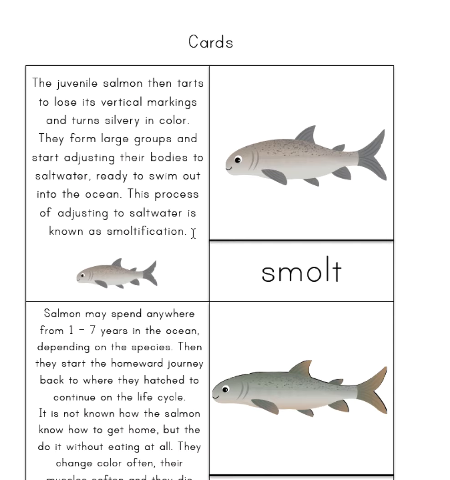Smoltification is that process of them changing from having bodies that are great for being in freshwater into bodies that are great for being in saltwater, because freshwater fish are different than saltwater fish.